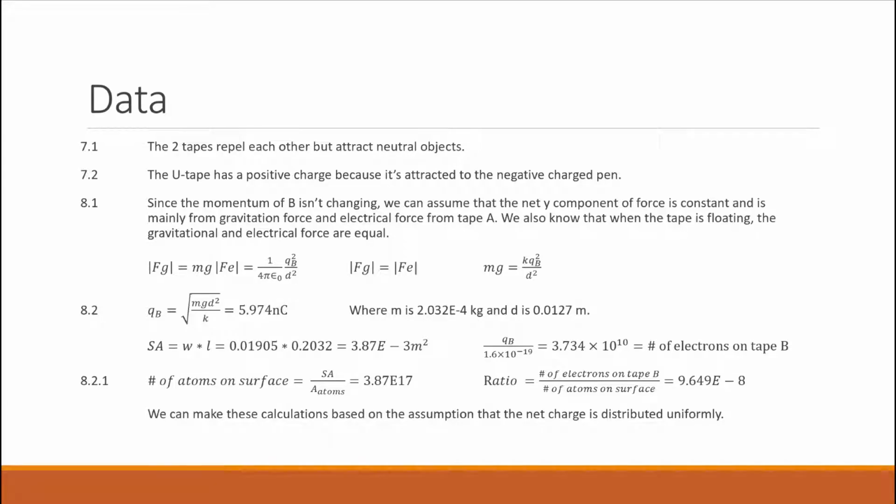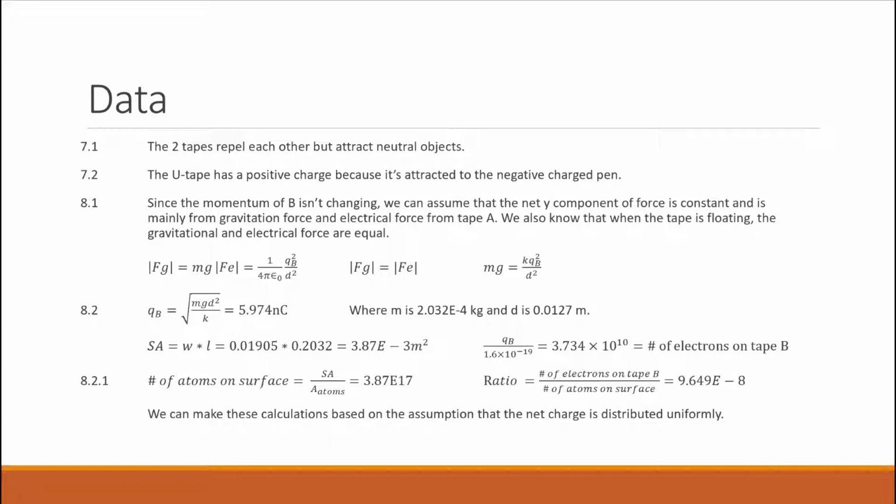For the first experiment, we charged two separate pieces of tape to see how they would react to each other. My initial assumption was that because we charged the tapes the same exact way, they would have the same charge, and because they have the same charge, they would repel each other. This ended up being true, and we later found out that the tapes are positively charged based on the fact that they were attracted to a negatively charged pin.